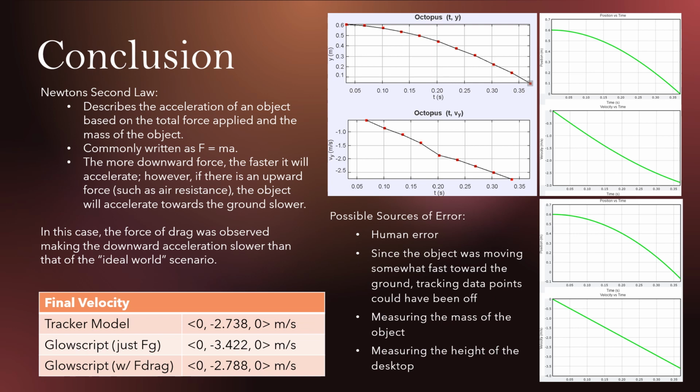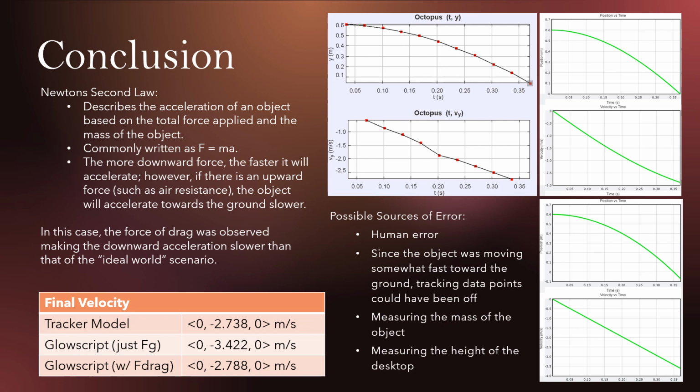In this case, the force of drag was observed, making the downward acceleration slower than that of the ideal world scenario. As you can see from the table below, the final velocities differ a bit. The Tracker model and the GlowScript model that took into account drag have very similar negative velocities since they are falling to the ground. And the GlowScript final velocity without drag was much higher since it had a higher acceleration. Because it didn't have a frictional force acting against it, it was able to reach that final velocity a lot quicker than the Tracker model or the GlowScript model that took into account drag.